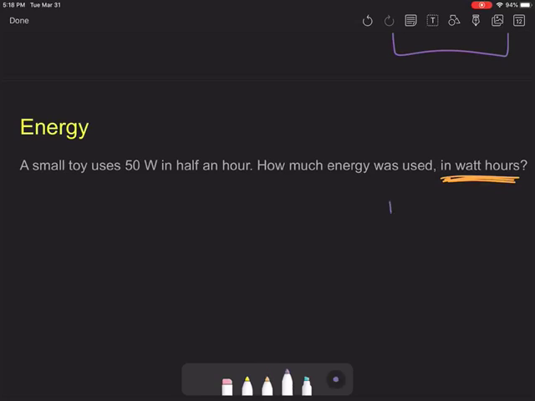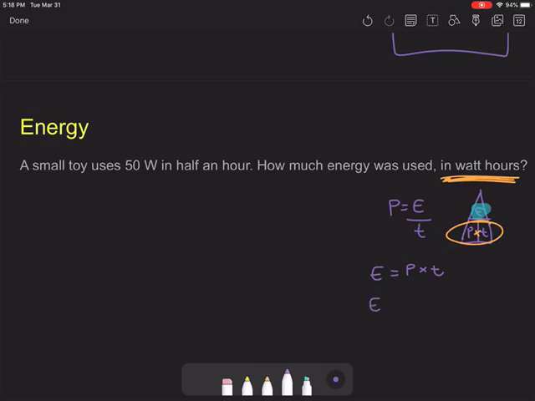We have this equation. Power is equal to energy divided by time. If I want to get energy alone, I could use my triangle. I have E over T, and P takes the last spot. I cover up E. I get P times T. So I get energy is power times time.